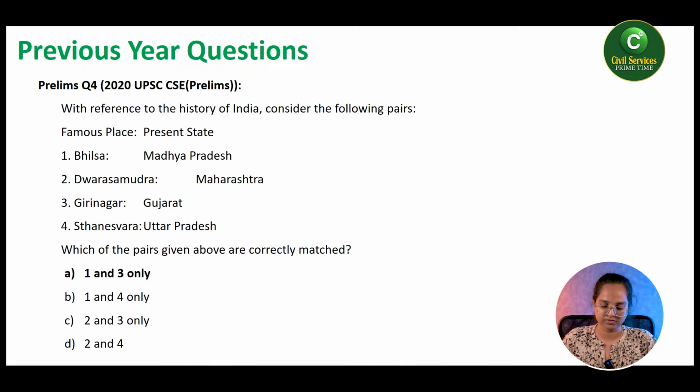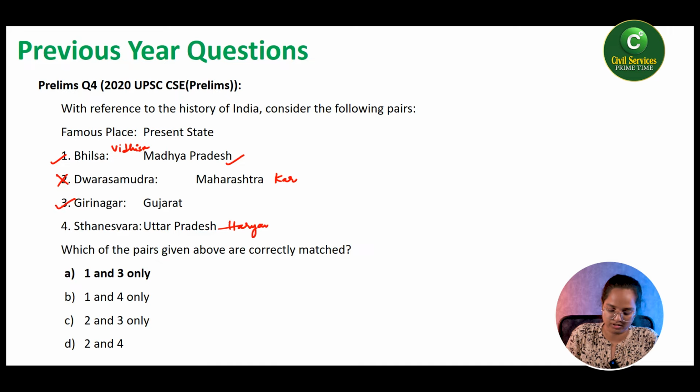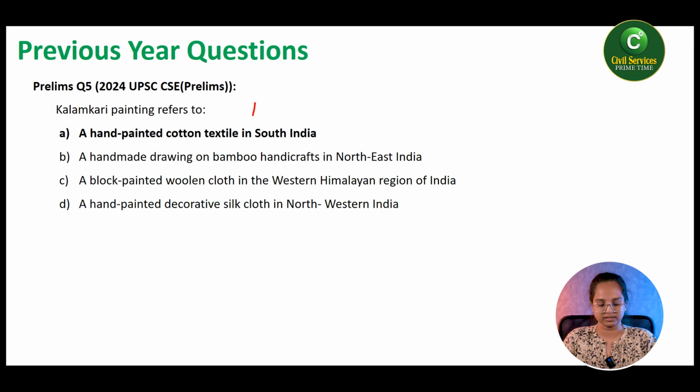Coming to the next question, with reference to history of India, consider the following pairs. Given famous place and present state. Given Bilsa and present state Madhya Pradesh, which is correct. Bilsa is an ancient name of Vidisha, which is situated in Madhya Pradesh. Next, Dwarasamudra is a capital of Hoysala Empire, which is in Karnataka, not Maharashtra. So, second pair is incorrect. Next, Girinagar, also known as Girnagar, is situated in Gujarat, which is correct. And Staneshwara is in Haryana, not in Uttar Pradesh. So, it is incorrect. So, from this, option A, that is pairs 1 and 3 are correct.